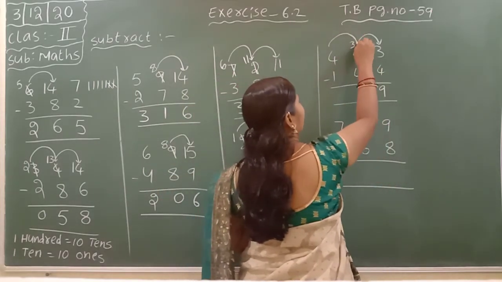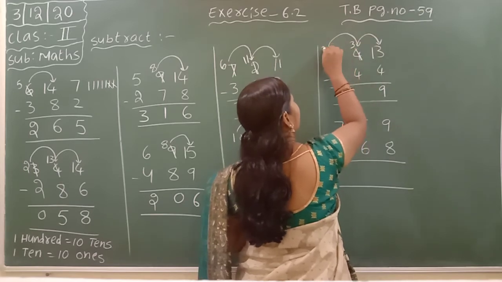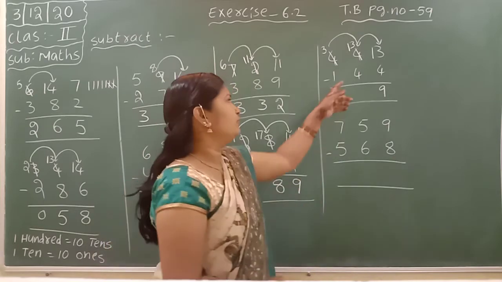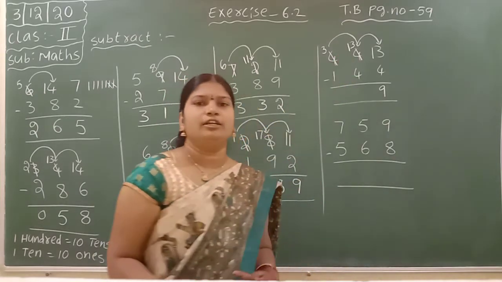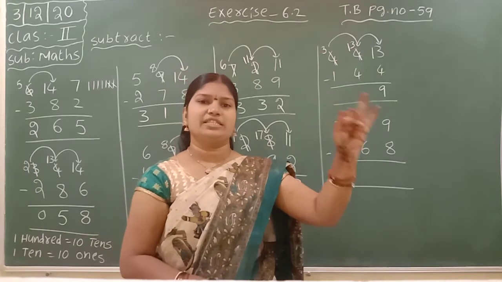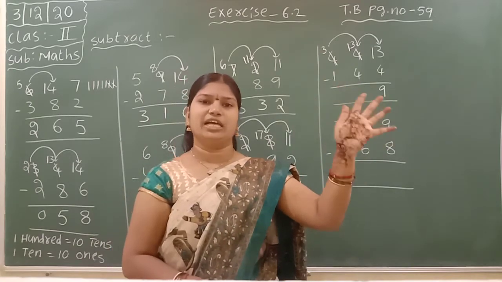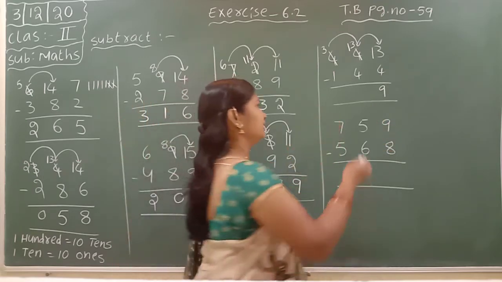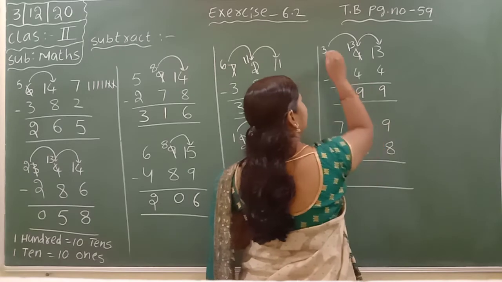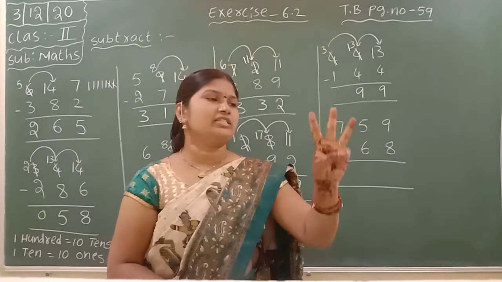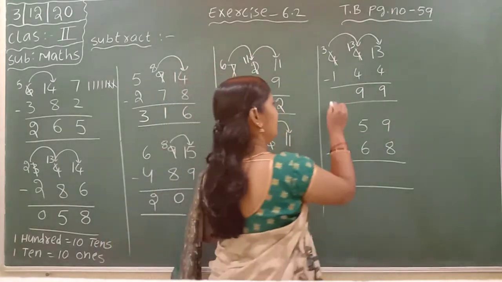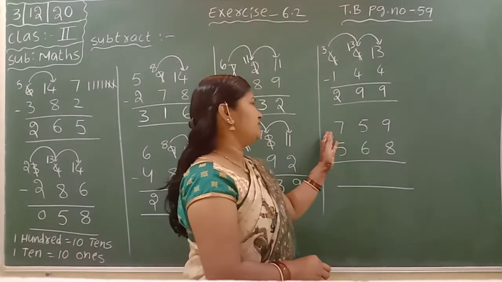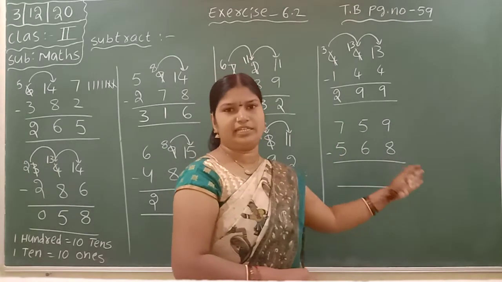3 minus 4, not possible. 4 gives one, so it becomes 3. This becomes 13. 13 minus 4. 4 after, count up to 13. 4 after 5, 6, 7, 8, 9, 10, 11, 12, 13. 9. Okay. 3 minus 1. Open 3 fingers and close 1 finger. 2 is the answer. Next. Answer is 299. 759 minus 568.